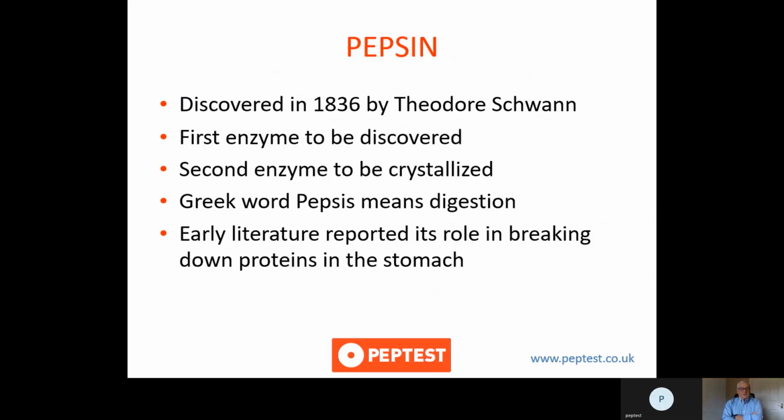A little bit about pepsin to introduce you to it. Pepsin was first discovered back in 1836 by Theodor Schwann. In fact, it was the first enzyme to be discovered and the second enzyme to be crystallized. Pepsis is a Greek word which means digestion, which has obviously been around for centuries. And the early literature reported its role in breaking down proteins in the stomach as its major action.